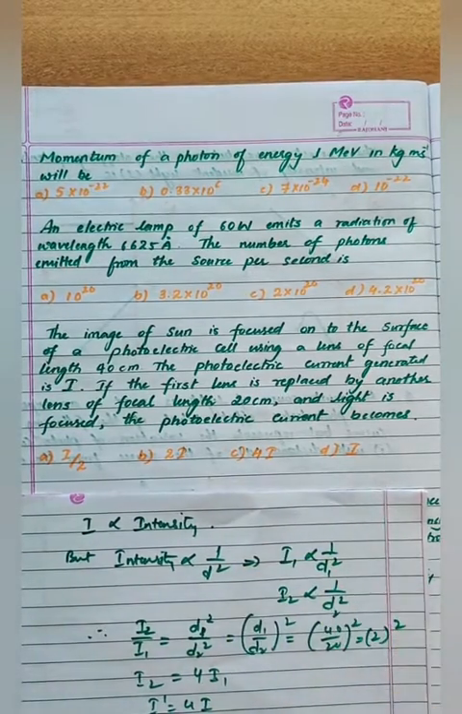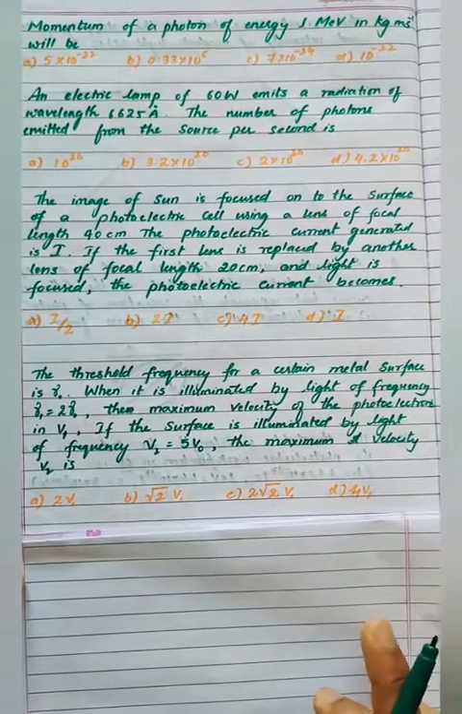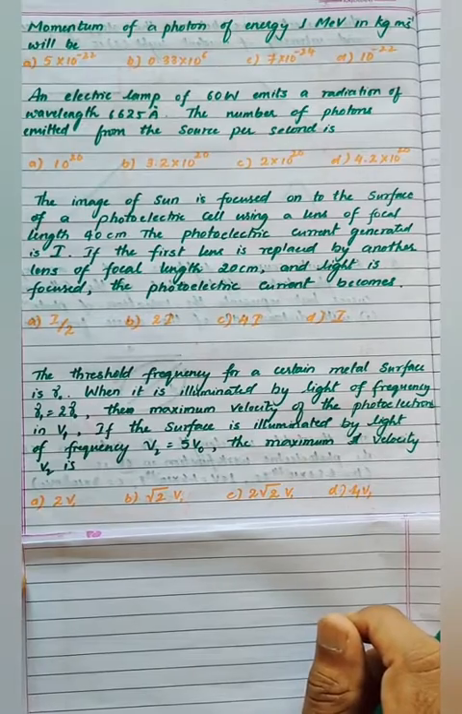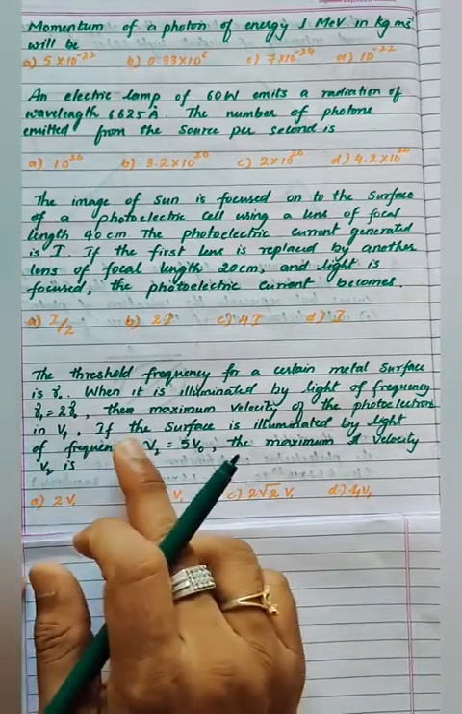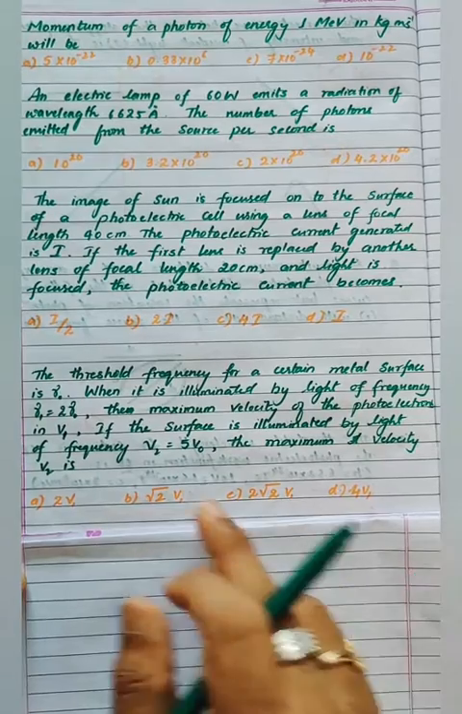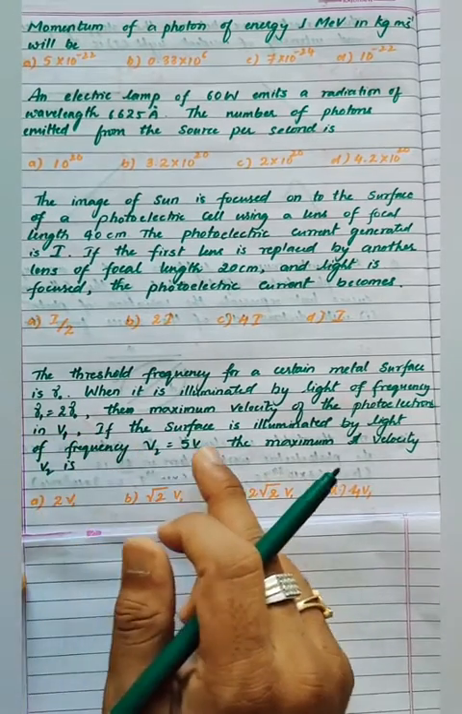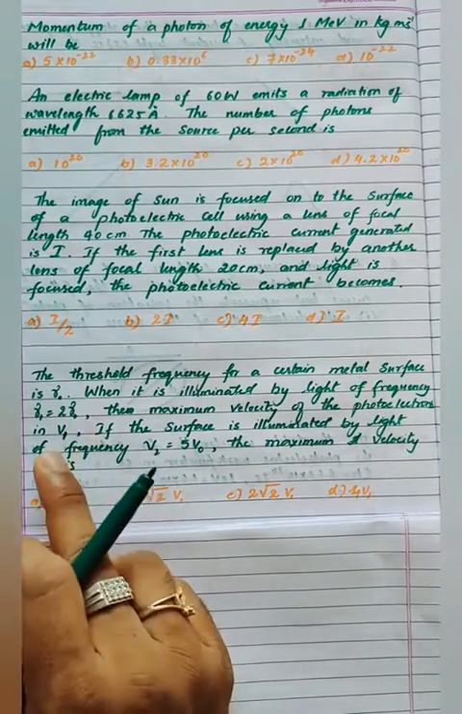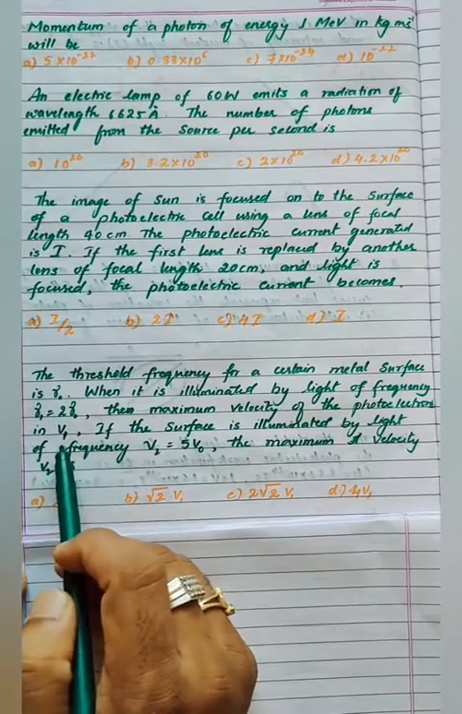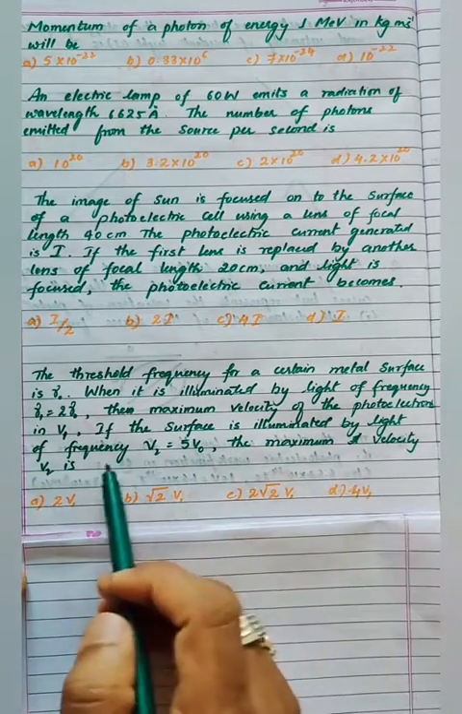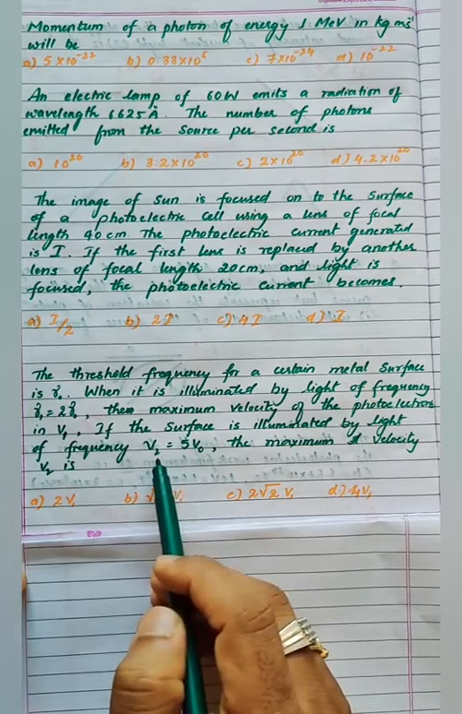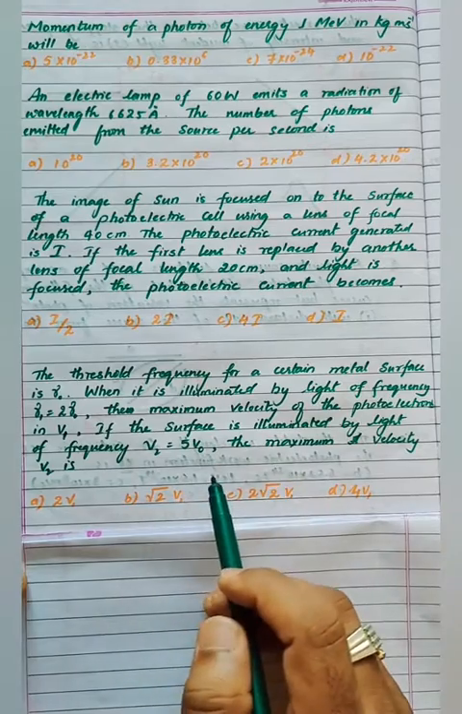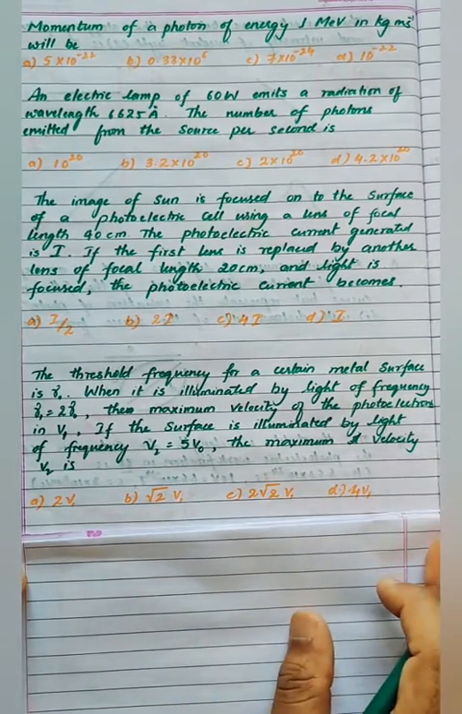Clear? Up next we have a question like this: the threshold frequency for a certain metal surface is nu naught. When it is illuminated by light of frequency nu1 equal to 2 times nu naught, the maximum velocity of the photoelectron is v1. If the surface is illuminated by light of frequency nu2 equal to 5 nu naught, then the maximum velocity is v2. We have to find the second velocity.